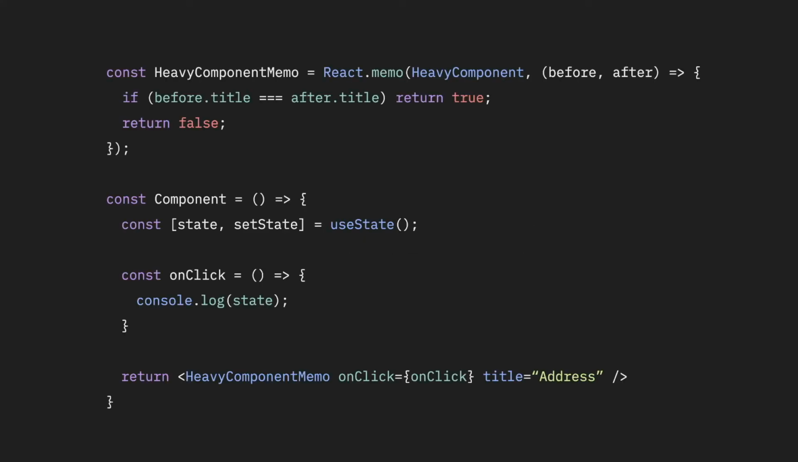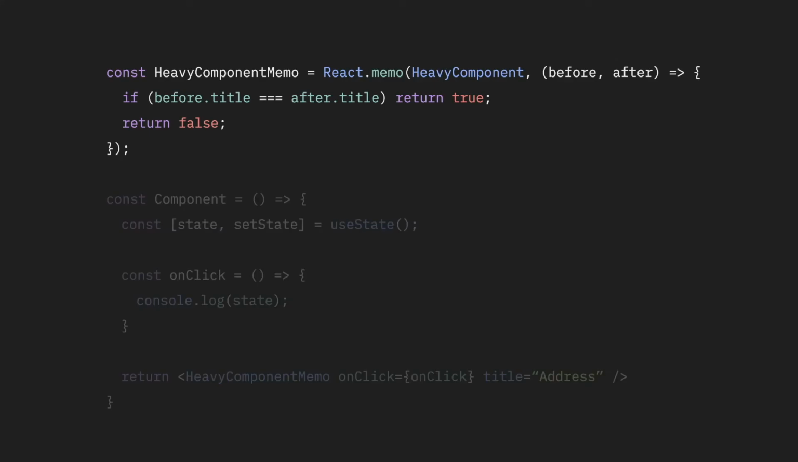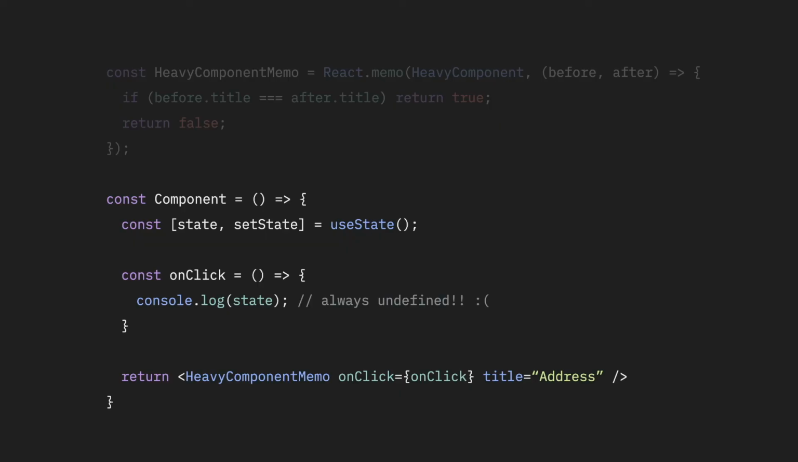Let's take a look at the mysterious code again. We have the heavy component that is wrapped in React.memo with the comparison function that returns true if the title property hasn't changed, and a component with some state and the onClick function that we pass to that memoized heavy component and where our console log always prints undefined.